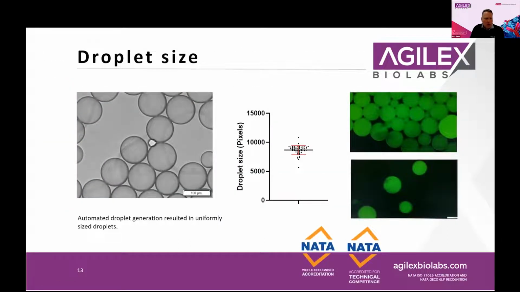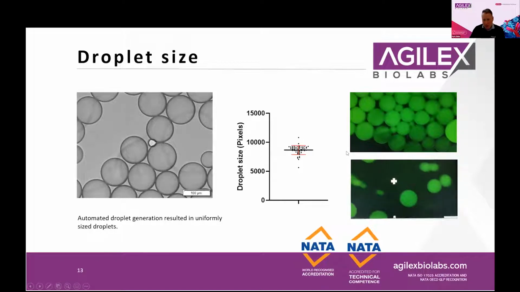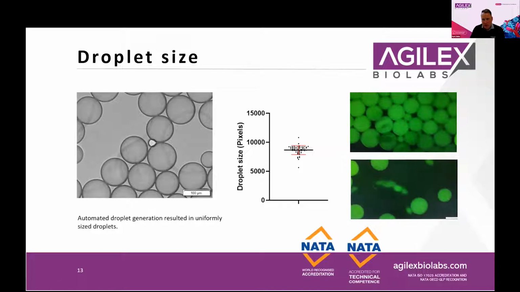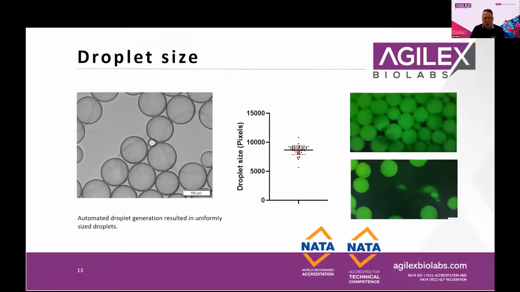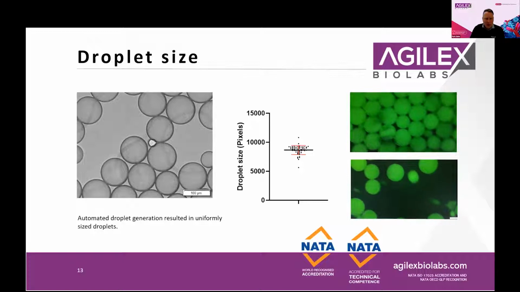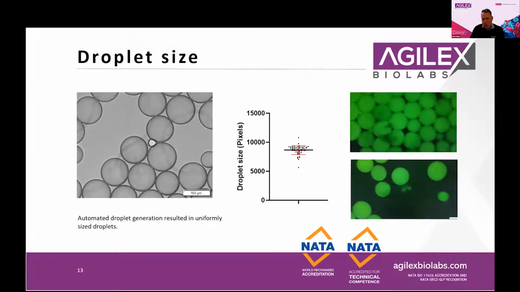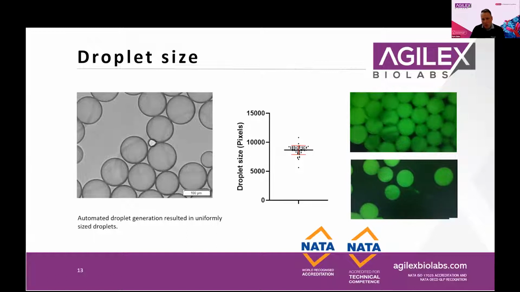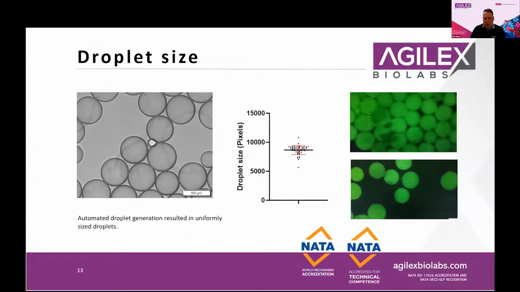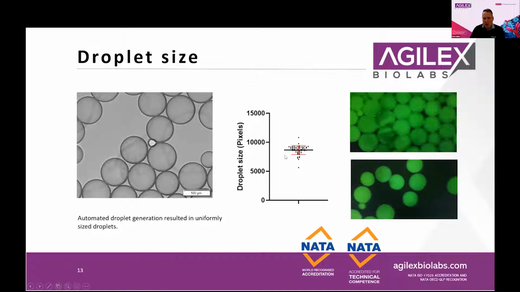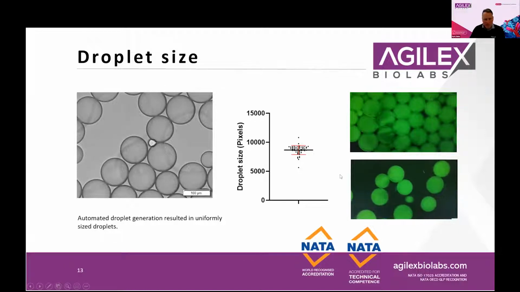One of the first things that we did when optimizing this assay was to look at the droplet generator and the size of the droplets. We have a little time-lapse movie here, which shows that using the automated droplet generator function, we get really uniform droplet size within a good range, quite a narrow pixel range. So that was the first thing that we did.